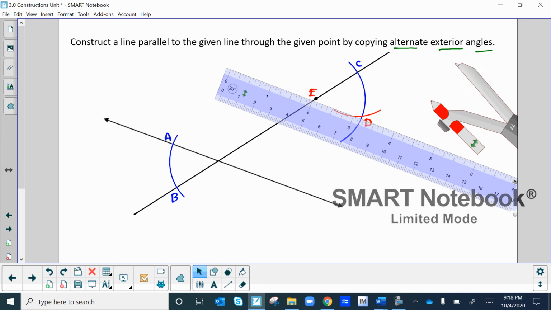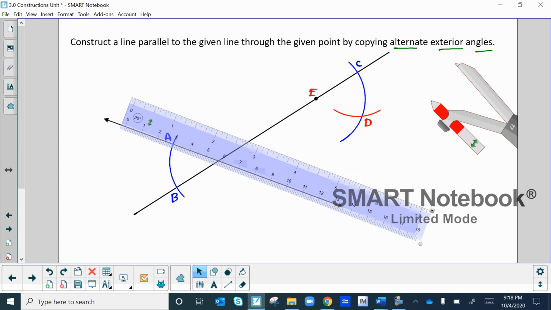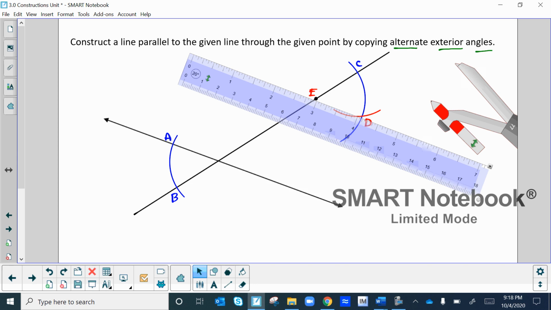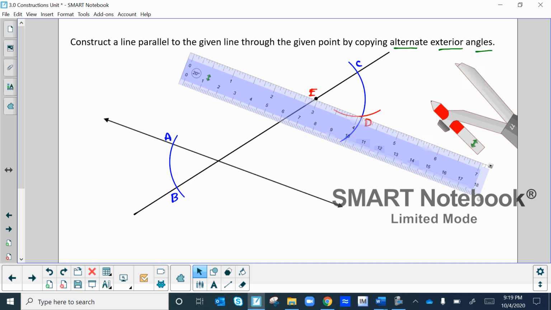Remember, you want to be real precise. Looks pretty good. Make sure it goes perfectly through that point. And the intersection, so through E and D, is what you want it to go perfectly through. All right, I think that looks pretty good.